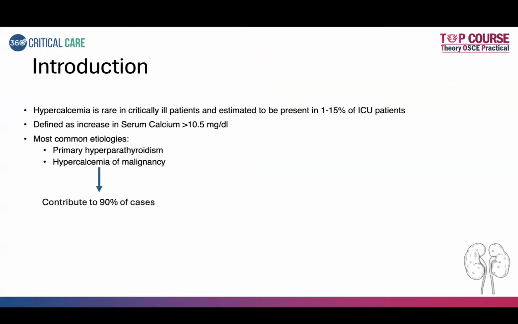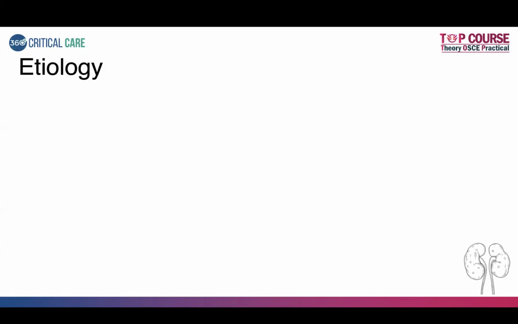Coming to the introduction, hypercalcemia is rare in critically ill patients, and it's estimated to be present in 1 to 15% of ICU patients. It is defined as an increase in the serum calcium of more than 10.5 milligrams per deciliter. The most common etiologies are primary hyperparathyroidism and hypercalcemia of malignancy. These two etiologies alone contribute to 90% of the cases.